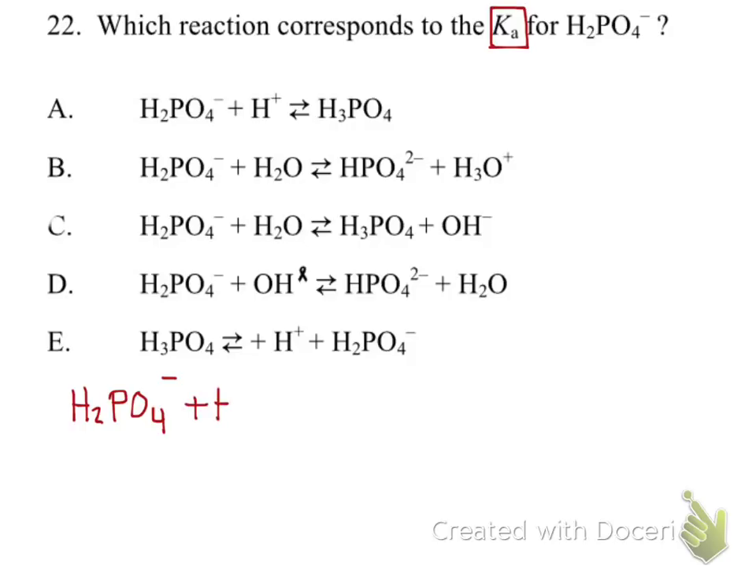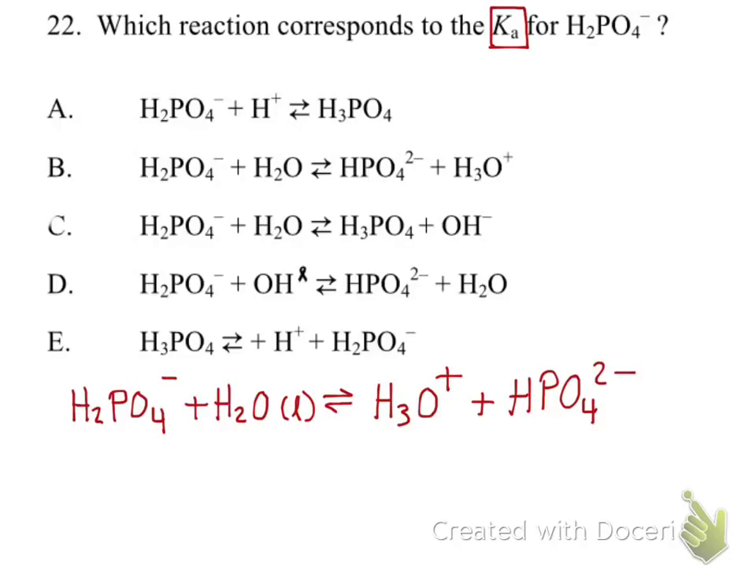plus H2O. And remember, since it's a weak acid, it's going to be an equilibrium reaction. And we're going to protonate the water. Classic acid hydrolysis. And we're going to end up with the conjugate base HPO4 2-. So if we look through, choice B is the one that matches that. Also, a ribbon is not a symbol in chemistry. So if you ever see that, you can automatically eliminate that choice.